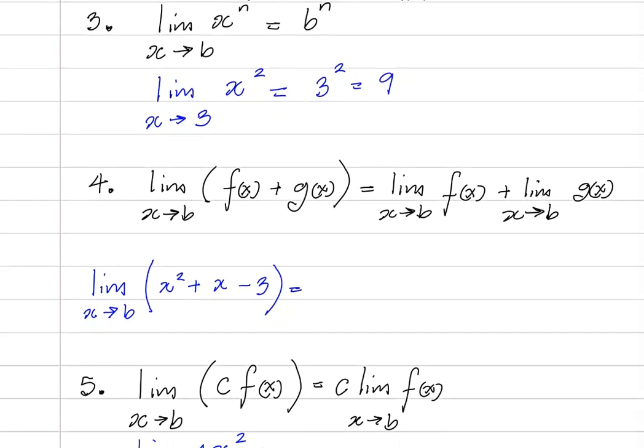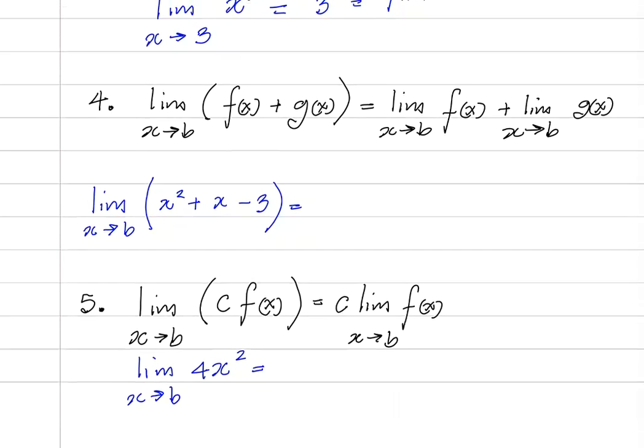Law number 4. The limit of f of x plus g of x is equal to the limit of f of x plus the limit of g of x as x approaches b. So for example, the limit of x squared plus x minus 3 as x approaches b is equal to the limit of x squared as x approaches b plus the limit of x as x approaches b minus the limit of 3 as x approaches b.